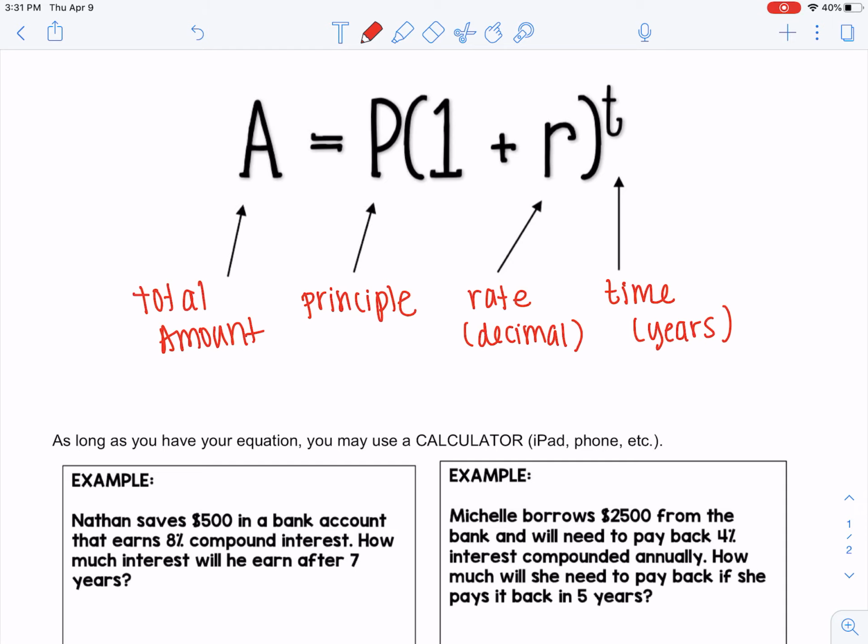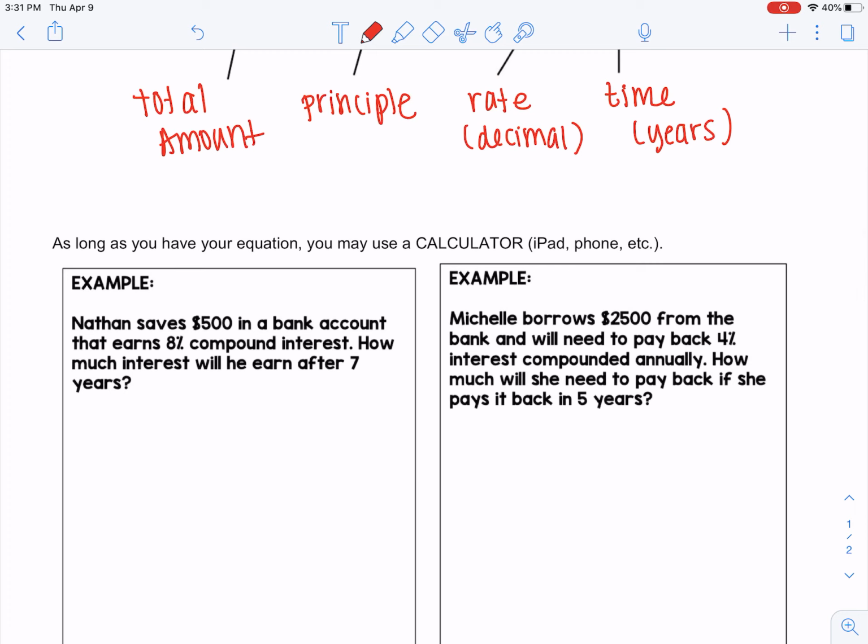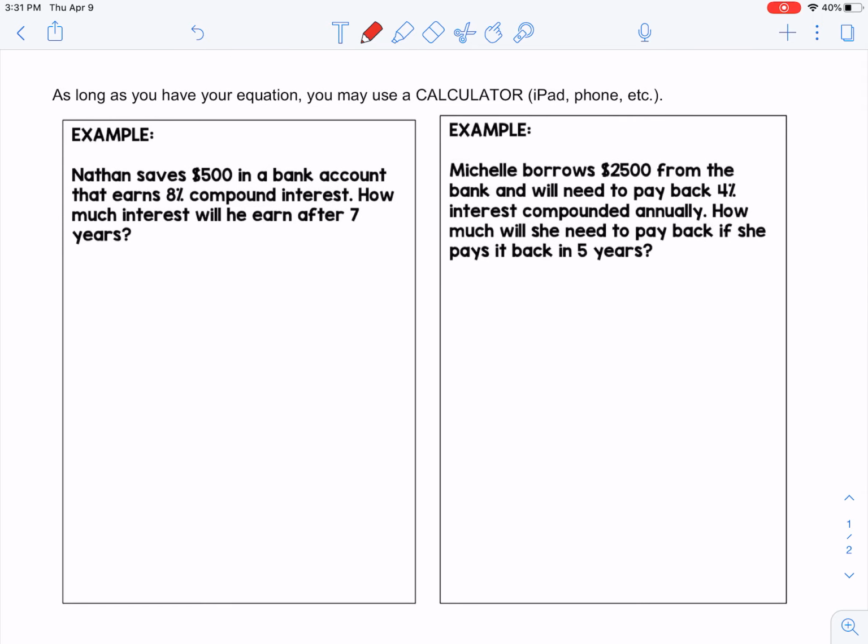So now let's look at some questions. As long as you have your equation, you may use a calculator, your iPad or your phone or anything that you may have at your home. What I like to use is the Desmos calculator that we have purchased at our district. If you go on to Manager, you can definitely download it. It'll be a green icon that I'm going to show you in a minute. So let's look at the first example.